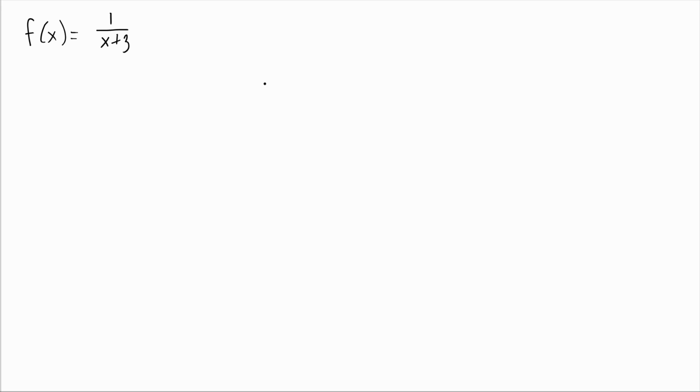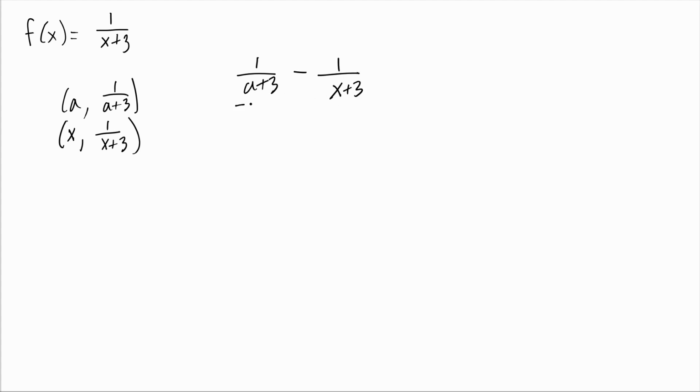Let's compute the derivative of this function using the limit definition of a derivative. We're just taking the limit of a difference quotient, and one of the points will have an x in it. We're going to use the a strategy, so the other point is x and a. Here I have 1 over x plus 3. Here I have 1 over a plus 3. Take rise over run: 1 over a plus 3 minus 1 over x plus 3, all over a minus x, taking a limit as a approaches x.